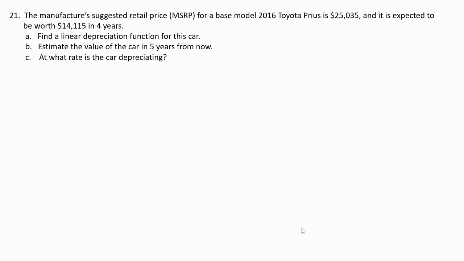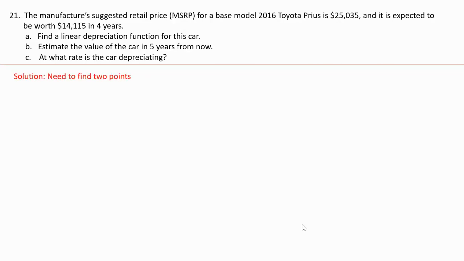I like to use this example here. It says, the manufacturer's suggested retail price, the MSRP, for a base model 2016 Toyota Prius is $25,035. And it is expected to be worth $14,115 in 4 years. So for part A, it says find the linear depreciation function for this car and estimate the value of the car in 5 years from now. And see at what rate the car is depreciating.